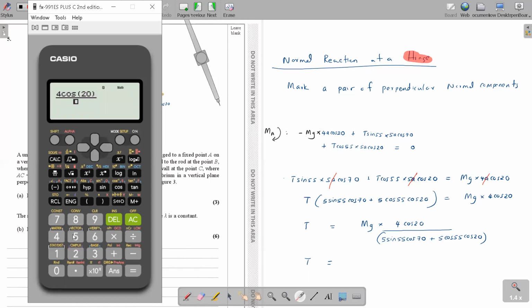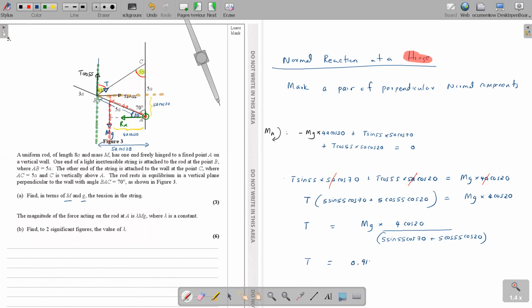4 cos 20 over 5 sine 55 cos 70 plus 5 cos 55 into cos 20. What do you get? Did I do something wrong? Where's the minus? It's in radians. Sorry, this should be in degrees. Shift mode, it should be in degree mode. Make sure the calculator is in the correct mode. Okay, so now: 4 cos 20, 5 sine 55 cos 70, 5 cos 55 cos 20, and I get 0.9177, which means 0.918 mg. That's what they want.